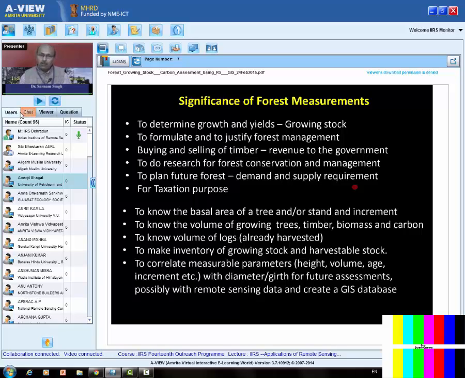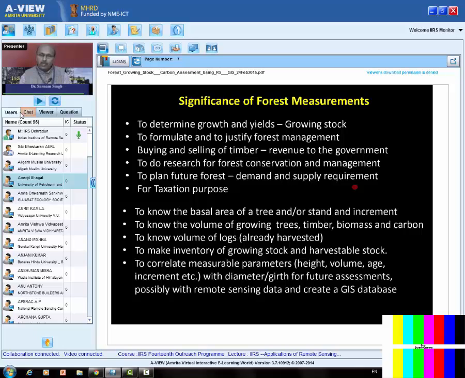We would also like to know the volume of the trees which are growing there, how many trees there are, how much biomass is there, how much carbon is available in the forest. That is a very important information which we need. And also we would like to know the logs which have been already cut, which have been harvested, how much volume is there. Because we are trying to sell that, we want to generate some revenue out of it. It is important for us to know how much volume of log or wood is available to us.